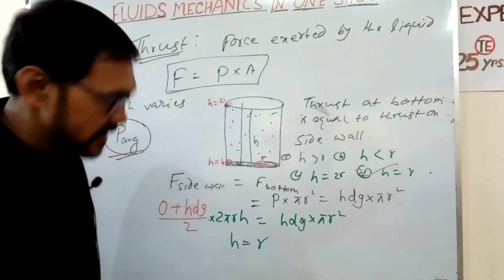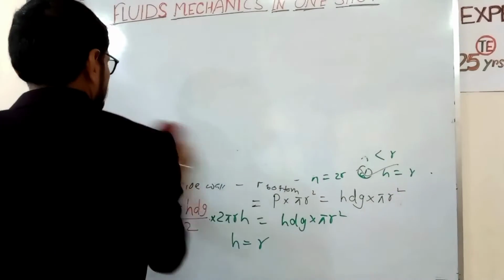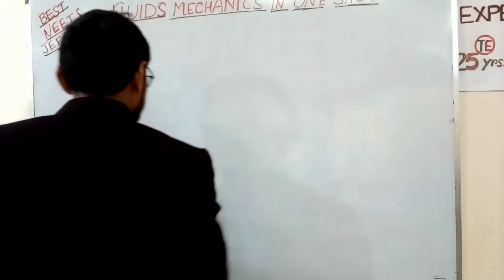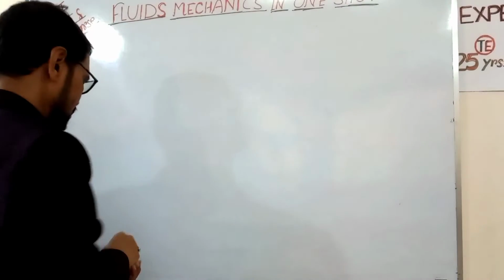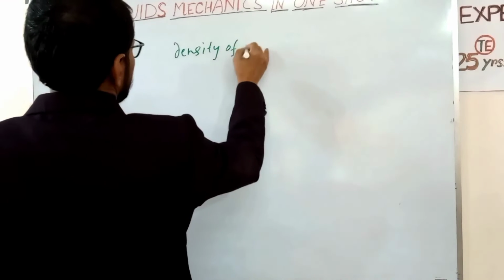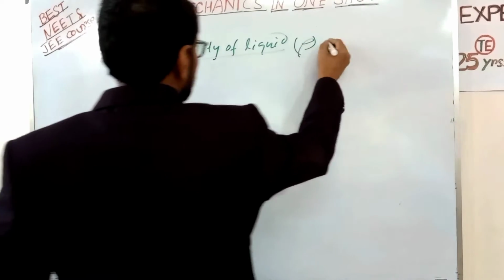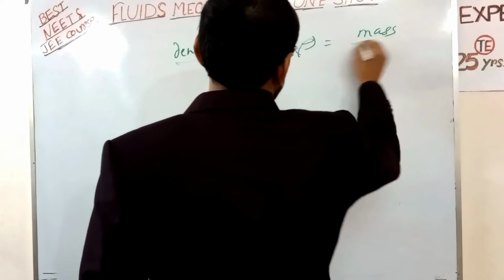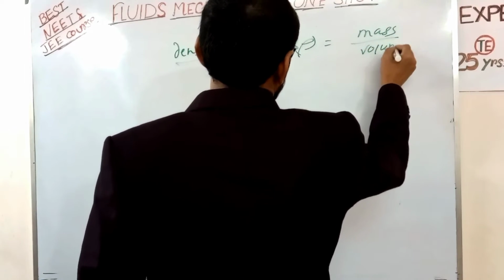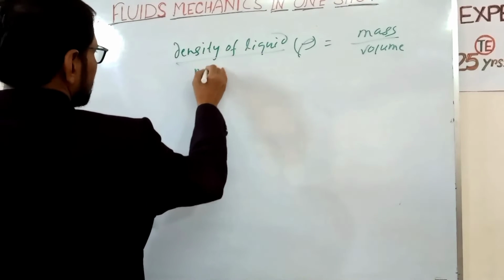Okay. Next, density of the liquid. Rho equals mass by volume. We know rho equals m by v. Now, density of liquid mixture.